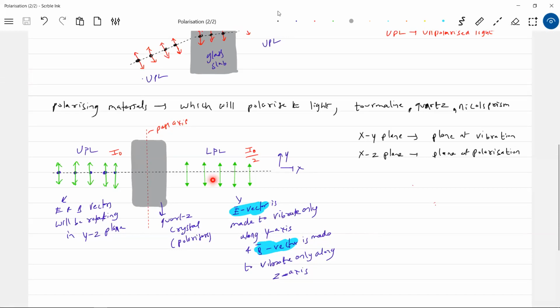Now this is also called vertically polarized here. Linearly polarized, or you can say this is vertically polarized. If the quartz crystal is there, I'll align it in such a way that the pass axis is along the z-axis. In that case, what will happen? It will become horizontally polarized here.